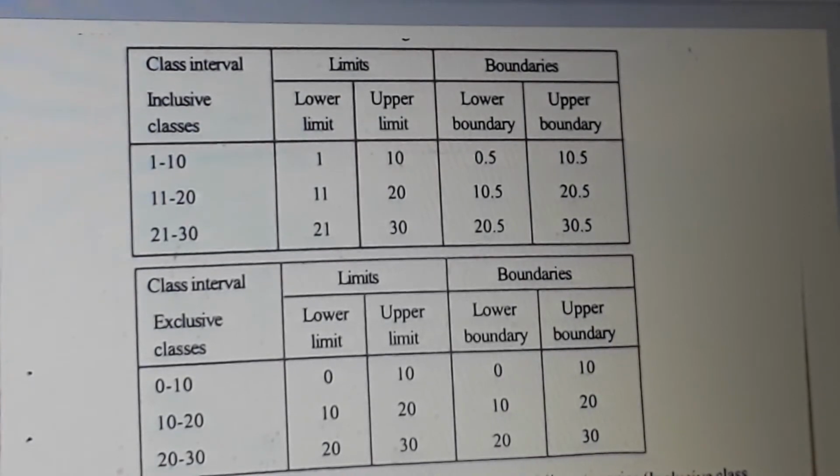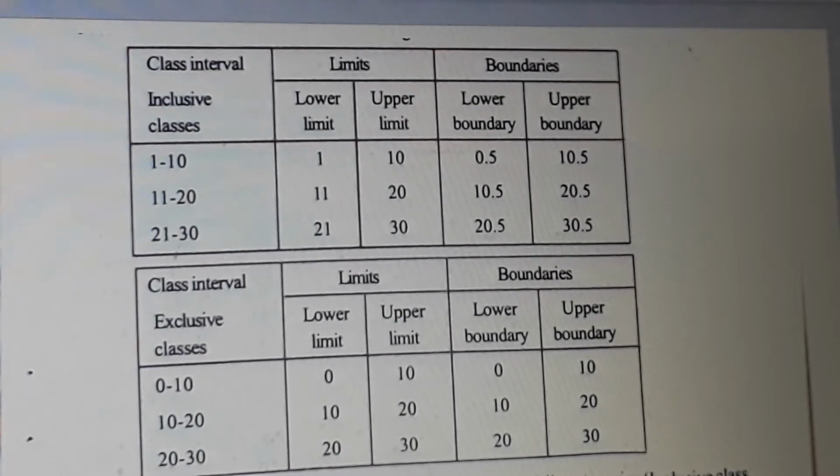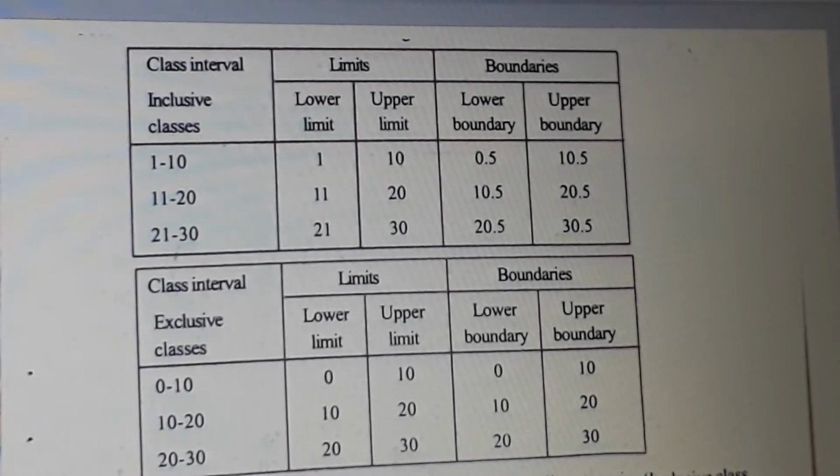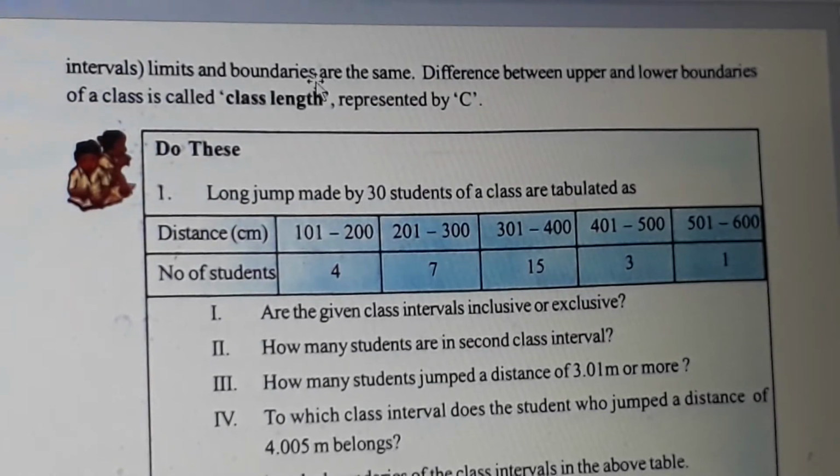In the above illustration, we can observe that in the case of a discrete series, meaning inclusive class intervals, limits and boundaries are different. But in the case of a continuous series, meaning exclusive class intervals, limits and boundaries are the same. The difference between the upper and lower boundaries of a class is called class length, represented by C. Okay.